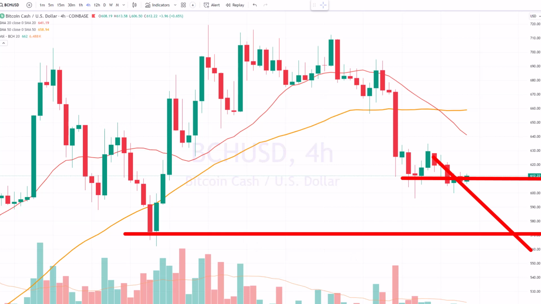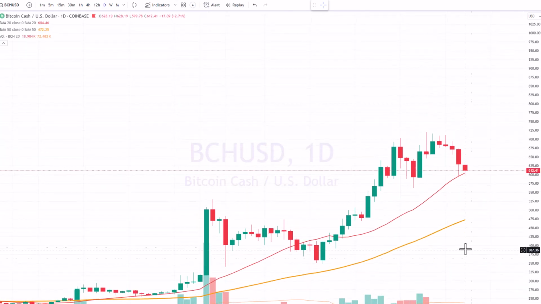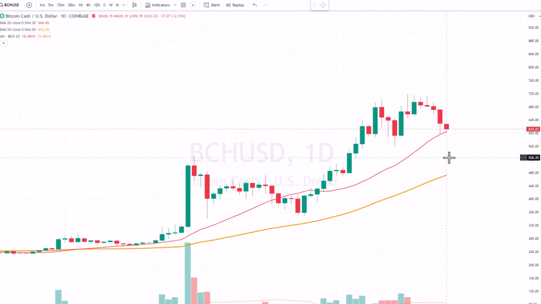And as you can see, as we jump to the daily chart in this, you can see that this is actually just a pullback overall. So this would be a counter trend trade. It's something that you might just want to sit out and avoid.